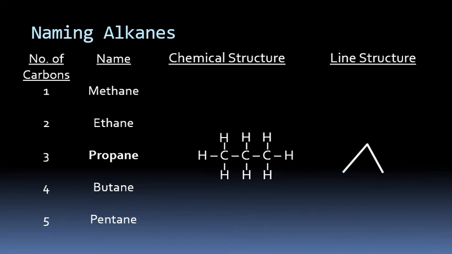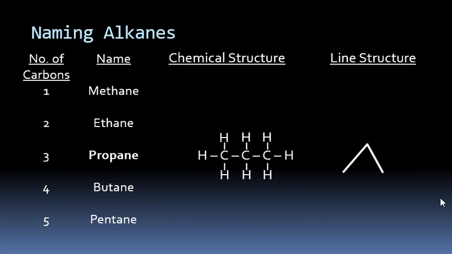Now, this is where I'm going to introduce a concept called a line structure. This is effectively a way of simplifying drawing all that hydrocarbon goodness. For a line structure, we effectively only draw the carbons as corners. In the case of propane, which has 3 carbons, the line structure would be 1 dot, 2 dots, 3 dots, and then you're filling in the single bonds between those carbons.